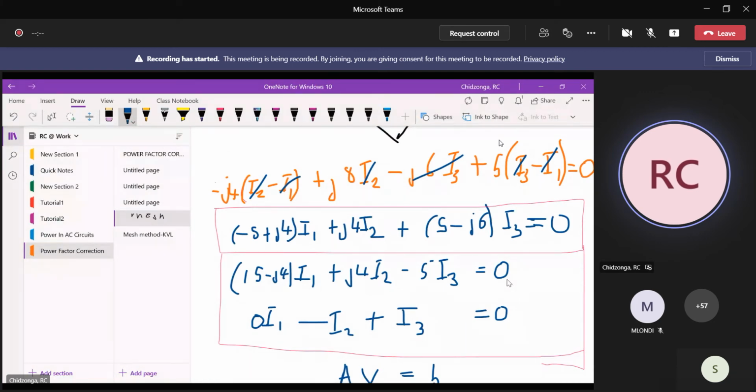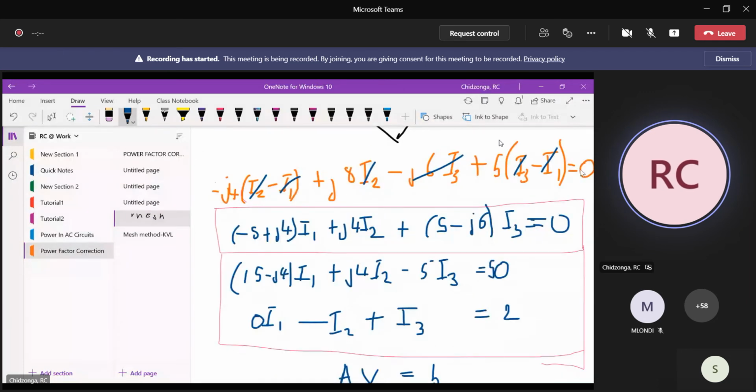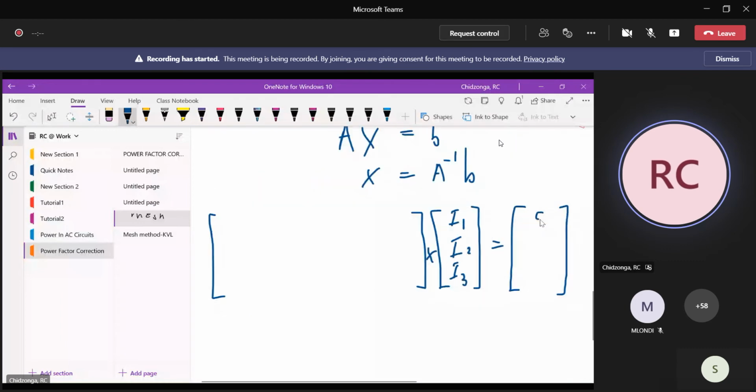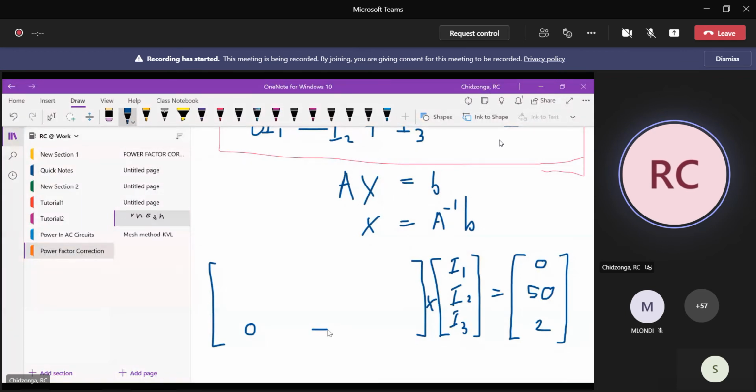This is the last equation. It's 2. So we are taking them in that order. So we can write here 0, 50, and 2. Right? Those are right-hand side values. And then the last one: the coefficient for I1 is 0, so we can write 0. The coefficient for I2 is -1. And lastly, the coefficient for I3 is 1. So we are done with this equation.